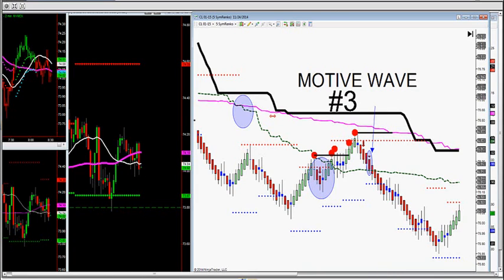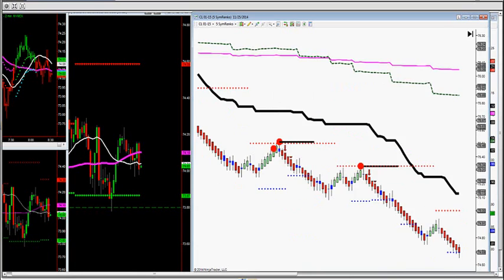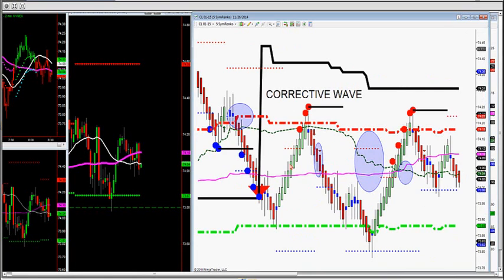So that's all you got to remember. Don't make it any more difficult than that. Motive wave is with 5-minute trend direction. There's a perfect JaySignal short right here with the triangle. This is a complete setup. And then a corrective wave is against 5-minute trend direction.